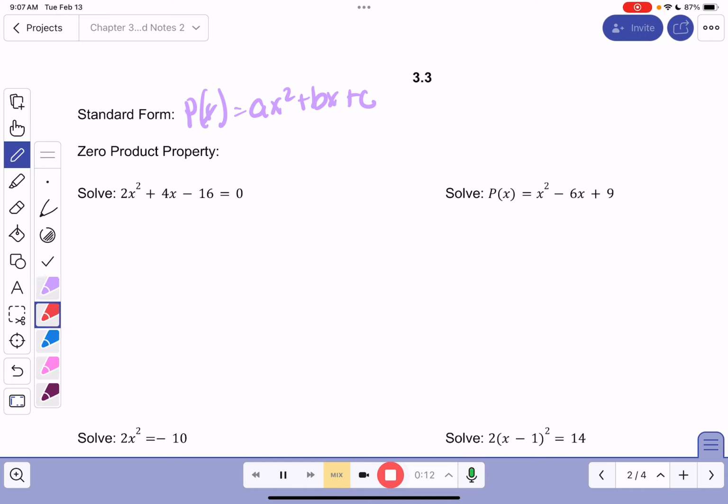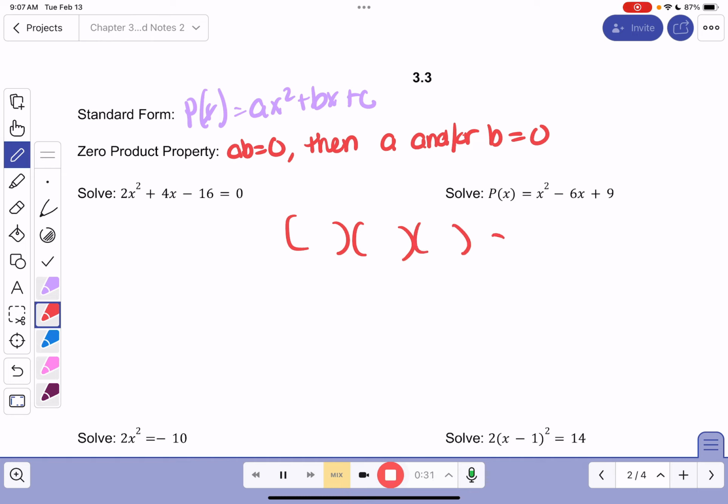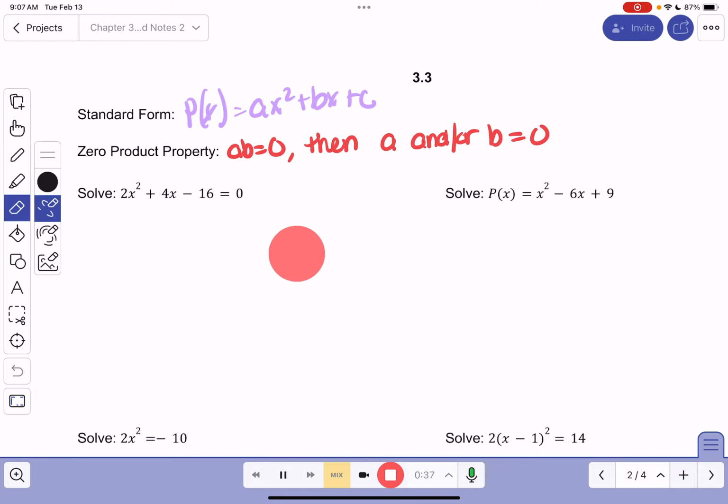The zero product property says if you multiply two things together and get zero, at least one of them has to be zero. They can both be, but at least one has to be. This just means that if you multiply a whole bunch of things together and it equals zero, that you can solve each part by setting it equal to zero. So I'm going to show you.